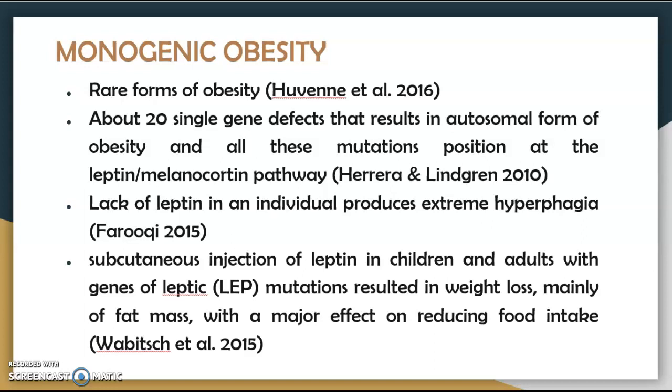In this form of obesity, a lack of leptin in an individual can be found, and it usually produces extreme hyperphagia, which is an abnormally great desire for food and excessive eating. For this form of obesity, subcutaneous injection of leptin in children and adults with leptin gene mutations resulted in weight loss, mainly of fat mass, with a major effect of reducing food intake.